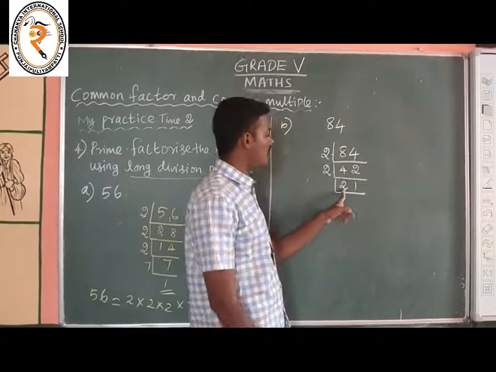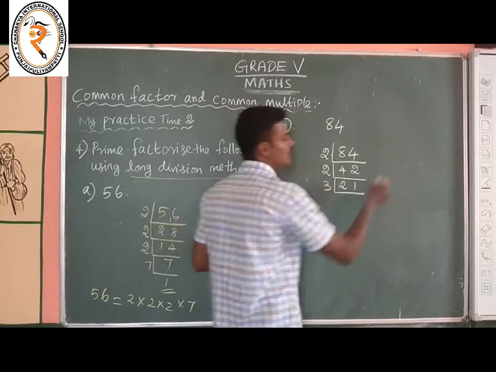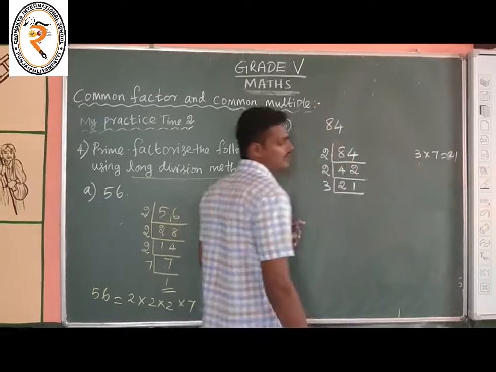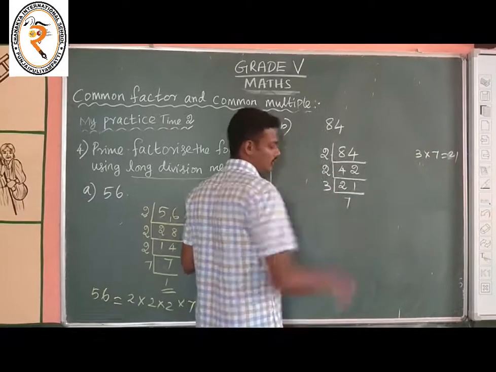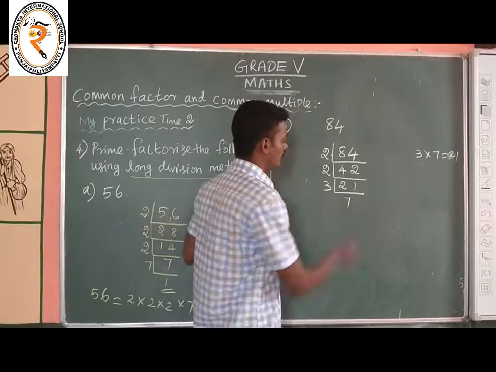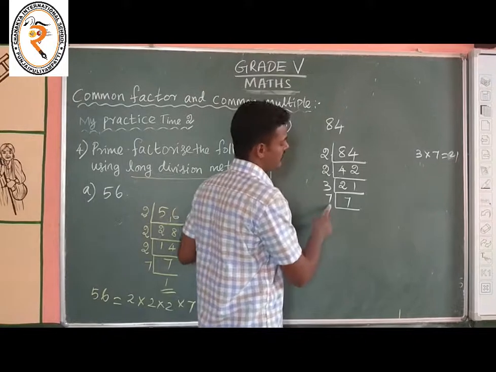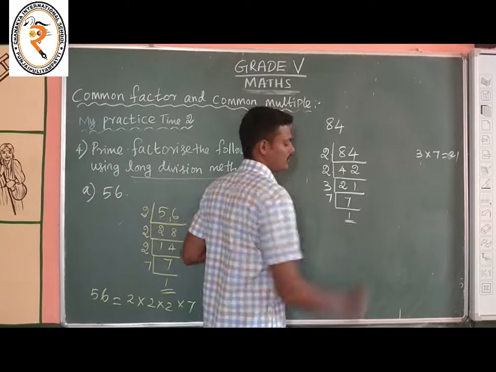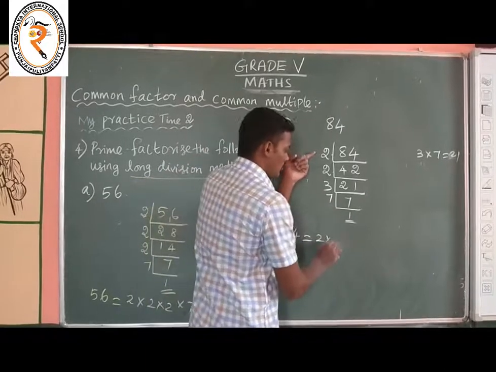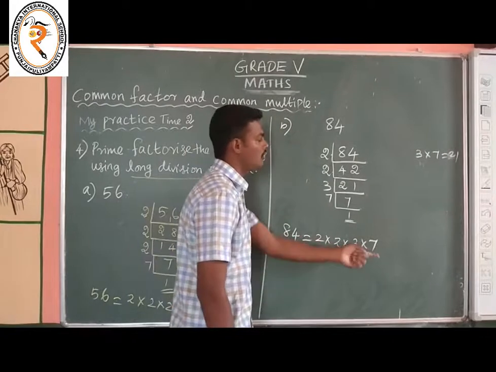Next, 21 is an odd number, so it does not come in the second table, so we use the third table: 3 sevens are 21. So how many times in the third table does 21 come? 7 times, 3 sevens are 21. Next, the seventh table: 7 is a prime number, so 7 comes 1 time. So the final answer is 84 equals 2 into 2 into 3 into 7.